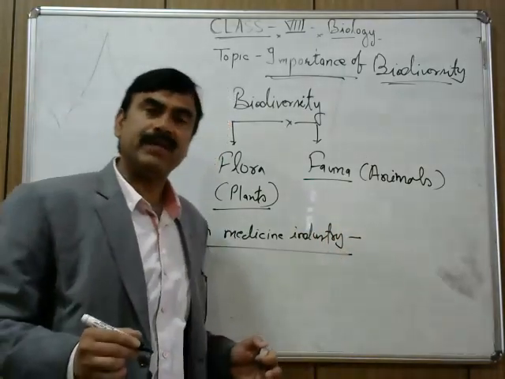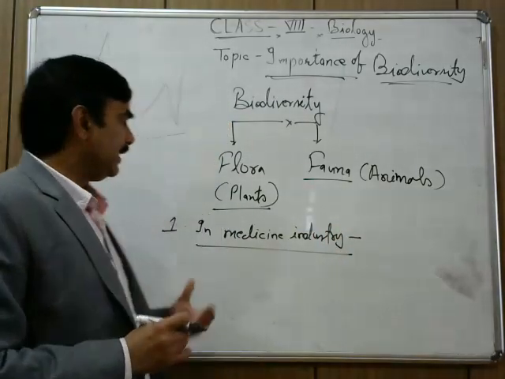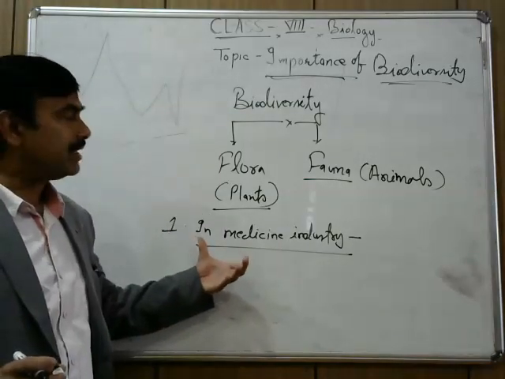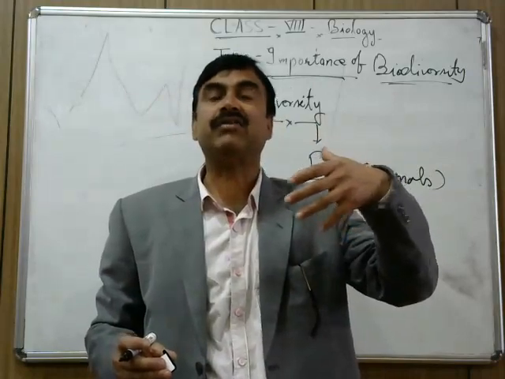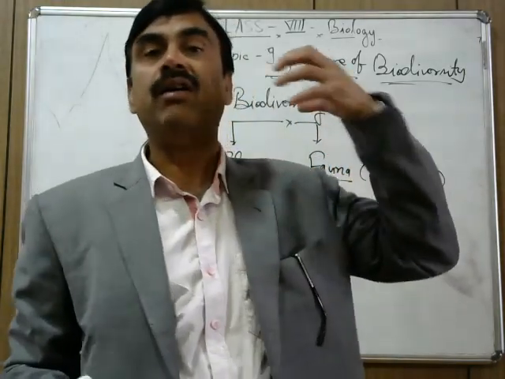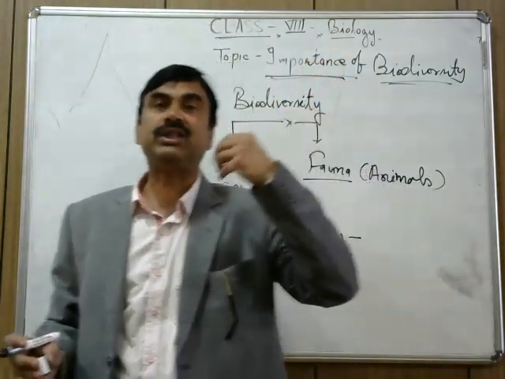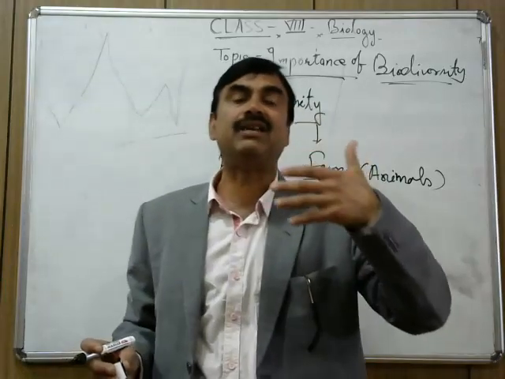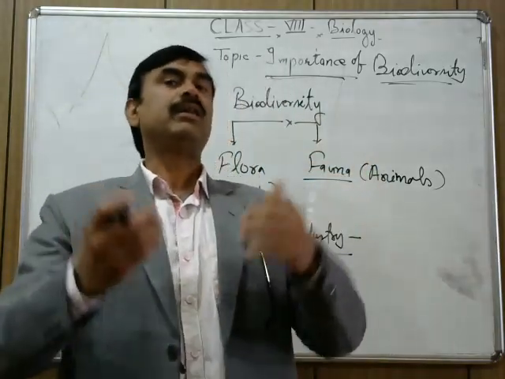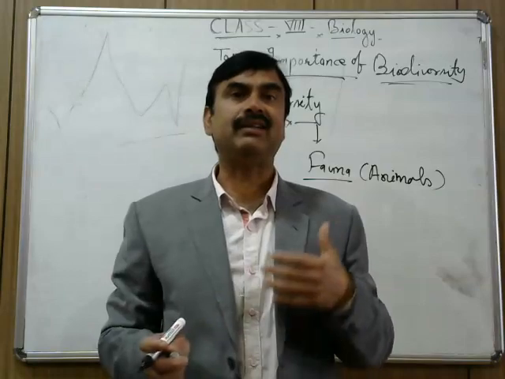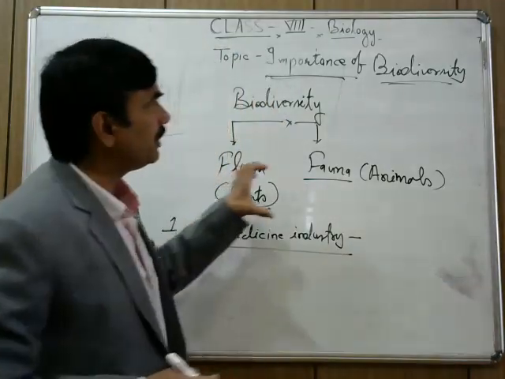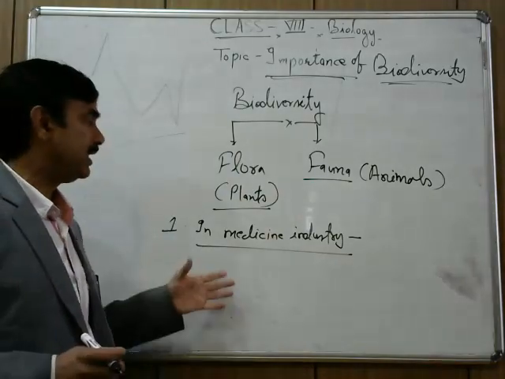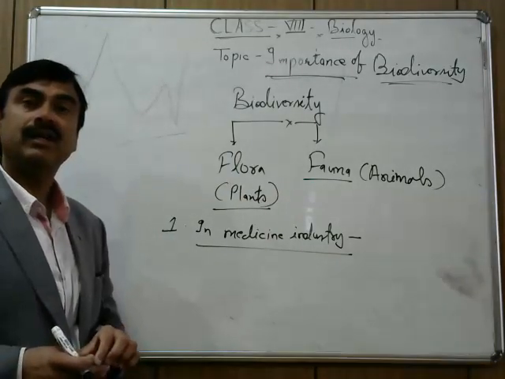So the very first importance is in medicine. Many plants and animals give extracts, like calcium and phosphorus prepared from the horn and the tusks of the elephant. Some animal products are there in medicine also. So you have to understand and write the importance of biodiversity in the medicine industry.